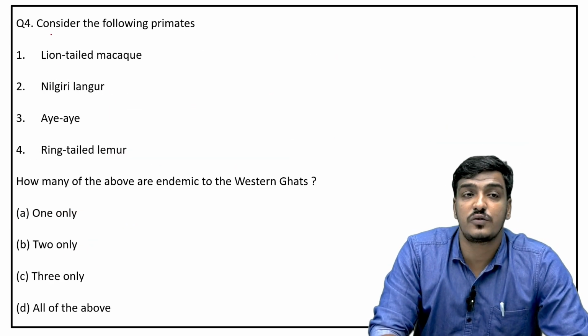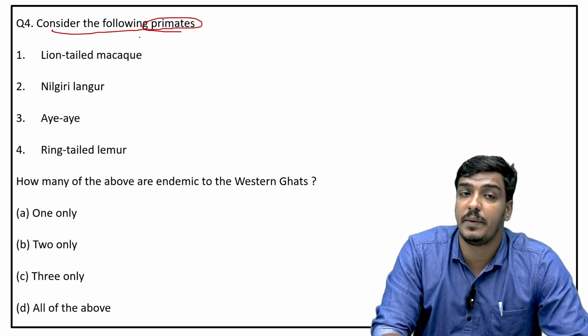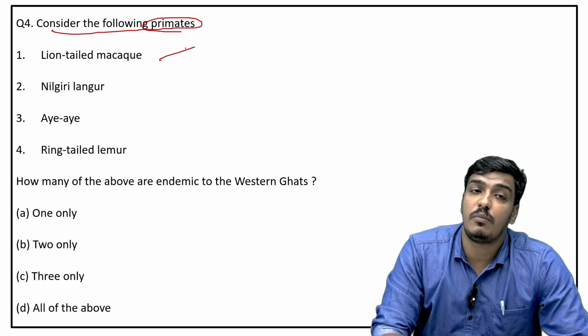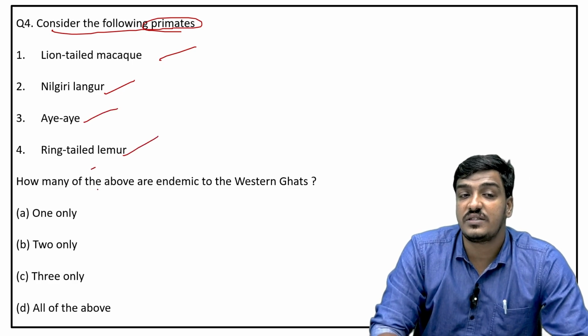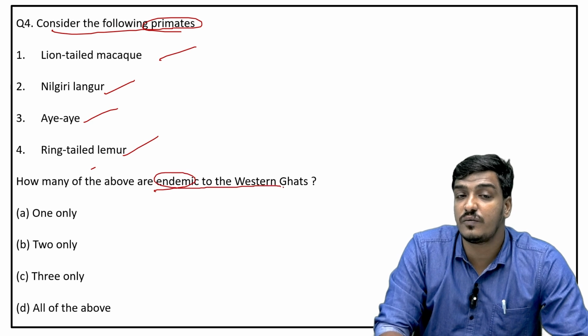And moving to the fourth question, the question is: consider the following primates. First, lion-tailed macaque. Second, Nilgiri langur. Third, aye-aye, and fourth, ring-tailed lemur. Which of the above are endemic to Western Ghats?